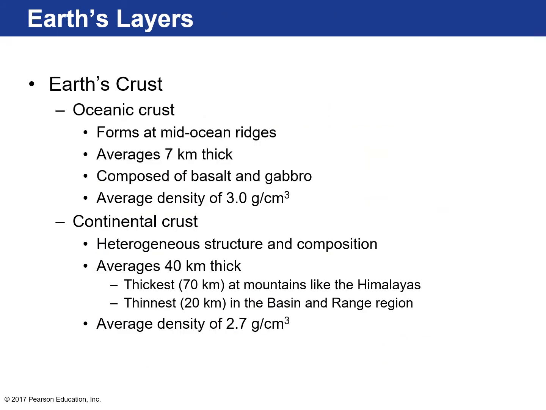Okay, so here are the Earth's layers, just to reiterate after going through all that information. We've got the Earth's crust, which can be either made up of ocean crust or continental crust. Ocean crust has a density of 3.0 grams per cubic centimeter, a little denser than the continental crust, which is 2.7. That's why the ocean crust subducts into the mantle when they collide in a convergent plate boundary with the continental crust. Okay, so ocean crust, as you know, forms at mid-ocean ridges.